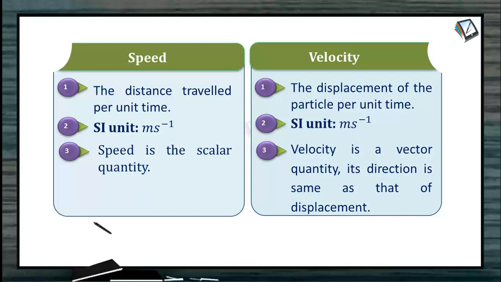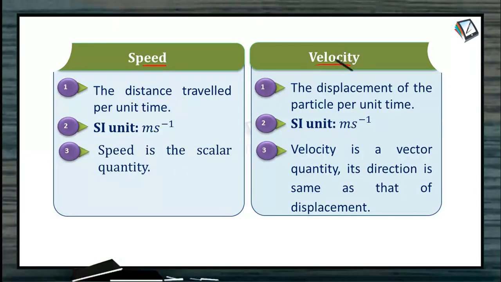Now let us talk about speed and velocity. Speed is the word that we use in common day-to-day language, and it refers to the distance traveled per unit time, the distance traveled by the body in unit time. Its unit of measurement is meter per second, and speed is, of course, a scalar quantity. Distance is a scalar quantity. Speed is also a scalar quantity.